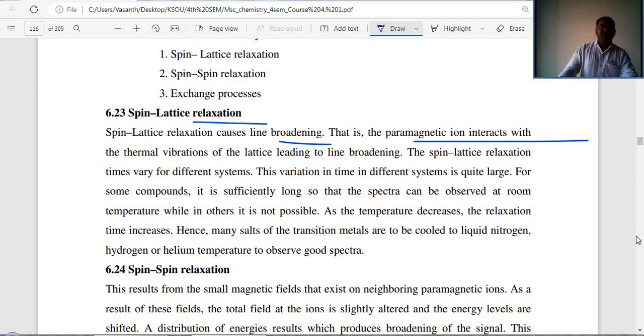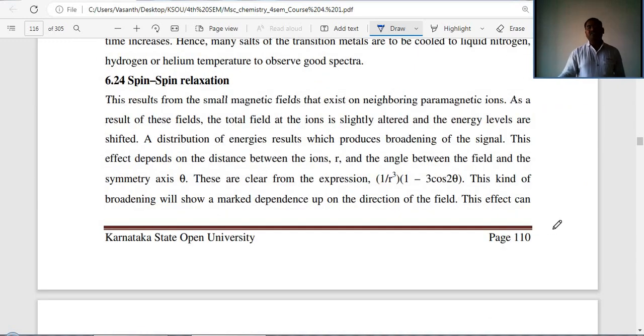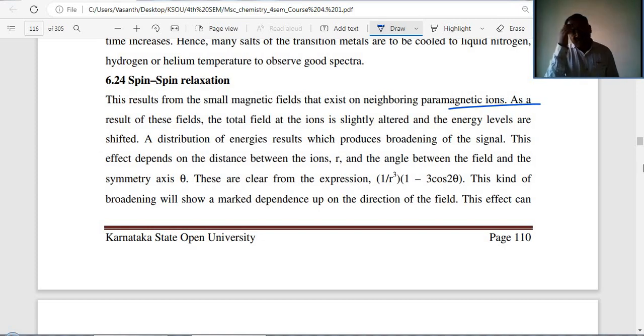Next we consider spin relaxation. Spin relaxation results from the small magnetic field that exists on neighboring paramagnetic ions. As a result of these fields, the total field at the ion is slightly altered and the energy levels are shifted.